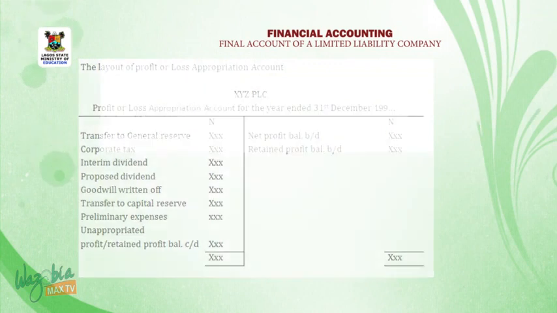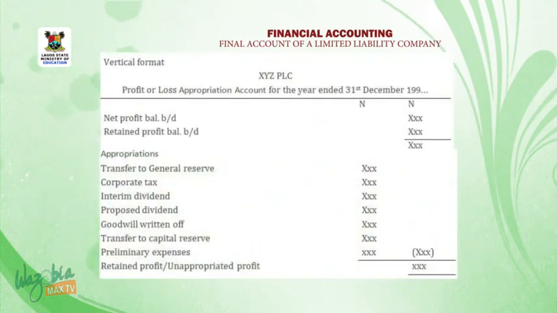We now move down to the vertical format of our profit or loss appropriation account. As usual, we will write the name of the company, XYZ, profit or loss appropriation account for the year ended 31st of December 19 dash dash. That will be the heading. Now we have net profit for the year. We bring the figure down. We have the retained profit of last year. We'll add it to it.